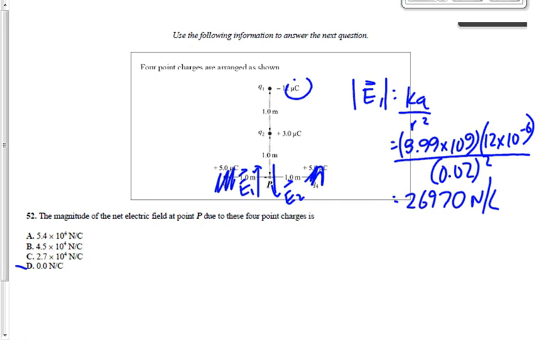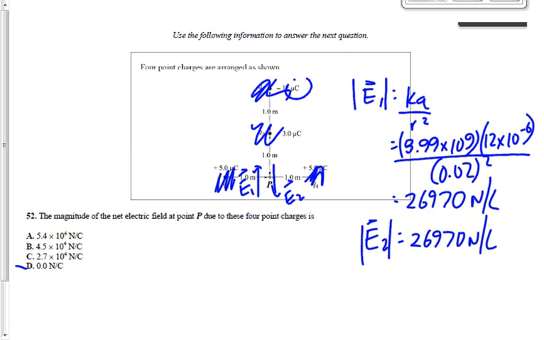Let's calculate the value of E2 now. kq over r squared, but this time q is 3 times 10 to the minus 6. r is 1 meter. We do that math, and it also works out to be 26970. Well, if E1 is 26970 to the top of the page, and E2 is down the page, it's the same value. What do we know about those two fields? They also cancel each other out. So it's as if 2 and 1 aren't there either. What's the net field strength at point P? 0 newtons per coulomb. Yep.